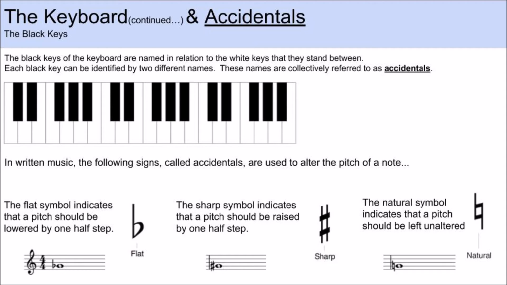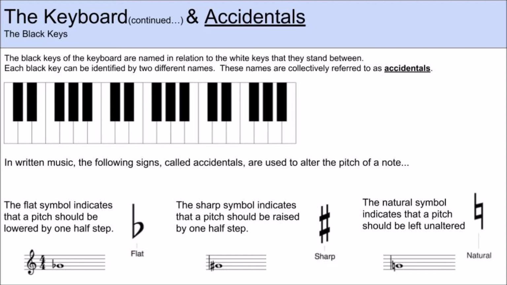The sharp symbol, which looks like the pound sign on a telephone or a hashtag as used in social media, is a symbol that indicates that a pitch should be raised by one half step. I like to think of this as a cartoon character sitting down on something sharp, like a thumbtack, and they immediately shoot up. The sharp sign increases the pitch upward by one half step.